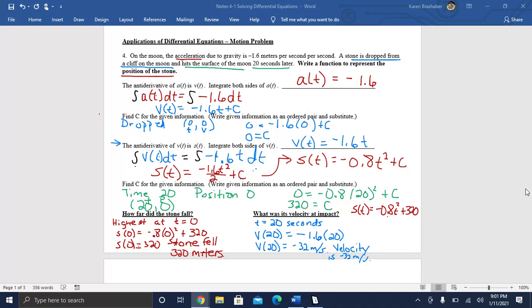Okay, so we have that as your application of a motion type of problem. And then I'm going to do a separate video for the last two examples, which involve some graphs that I'd like to discuss. So this will be enough for the application problems.